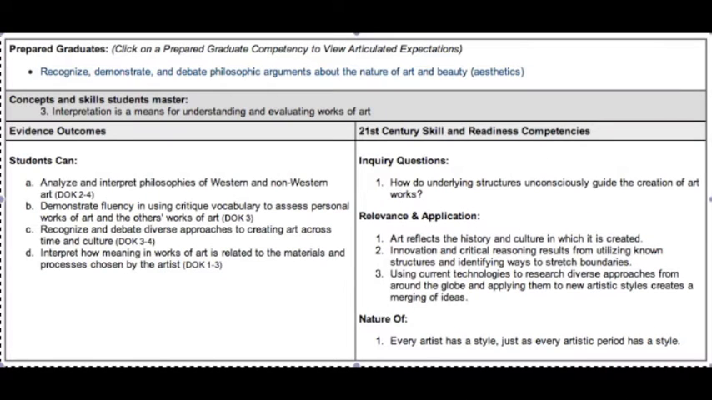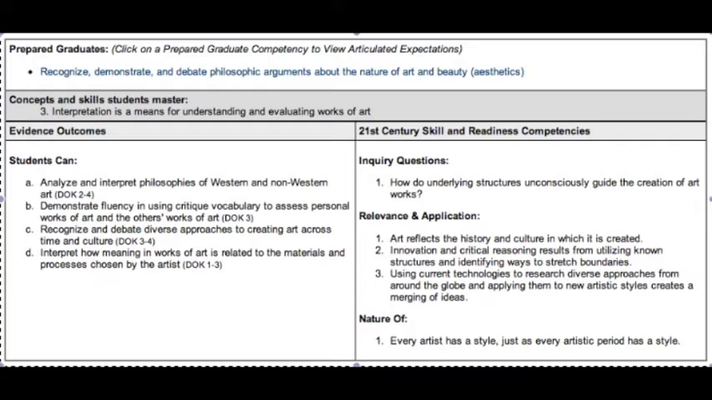The evidence outcomes that the students will learn is demonstrate fluency in using critique vocabulary to assess personal works of art and others' works of art, recognize and debate approaches to create art across time and culture, interpret how meaning in works of art is related to the materials and processes chosen by the artist.